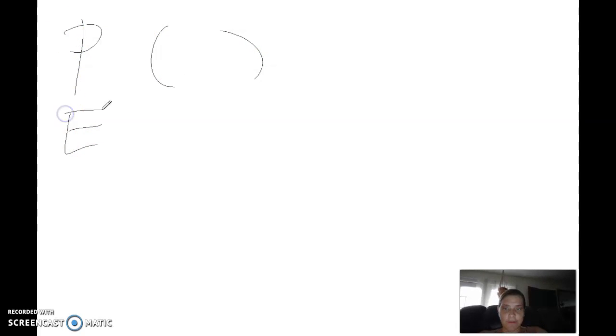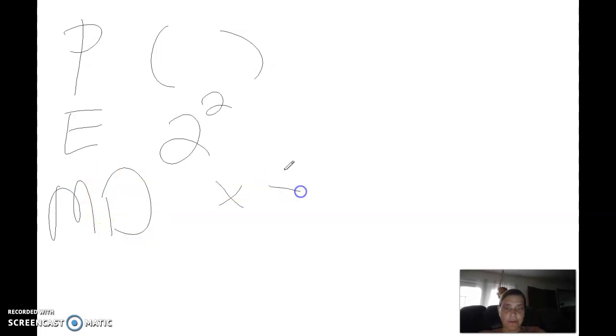The E is going to stand for exponent, so something raised to an exponent. The M and the D stand for both multiplication and division, and the A and the S stand for addition and subtraction. So one thing we need to make sure is that when you're doing the M and the D, it's not always multiplication first and then division second. It's multiplication and division at the same time in the order that they occur.